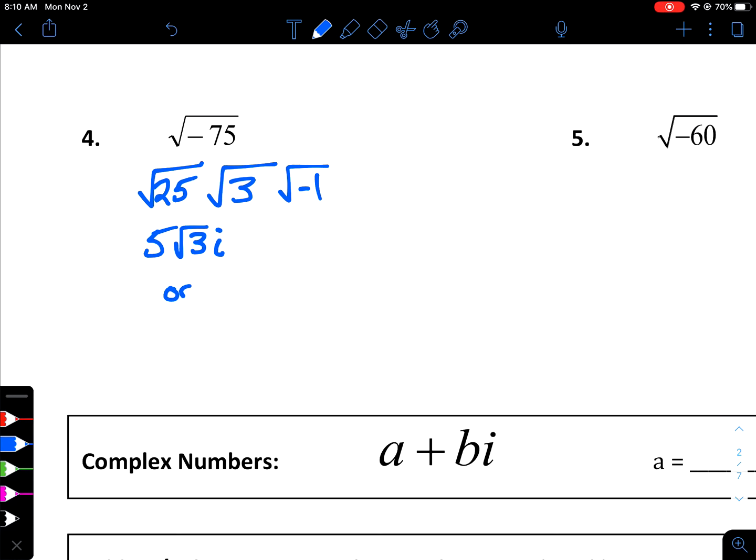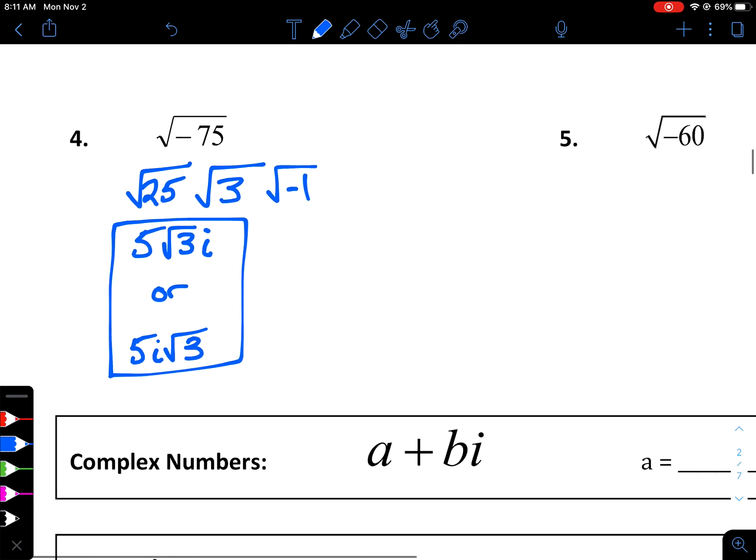An alternative way to write that is to put the i between the 5 and the square root of 3. So some people will write this as 5i square root of 3. And the only reason to really do that would be to make sure that the i was not underneath your square root, because sometimes if you're sloppy, your square root sign can go a little too far, and then it looks like i is underneath the square root. But as long as you're careful, either one of these would be an okay answer.